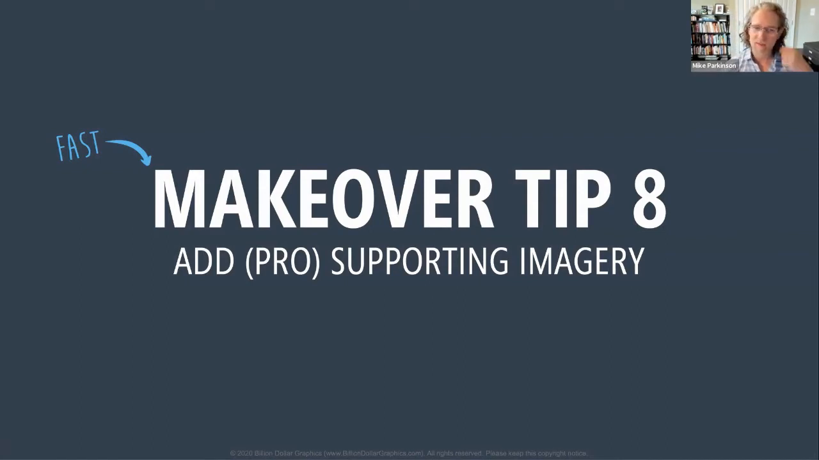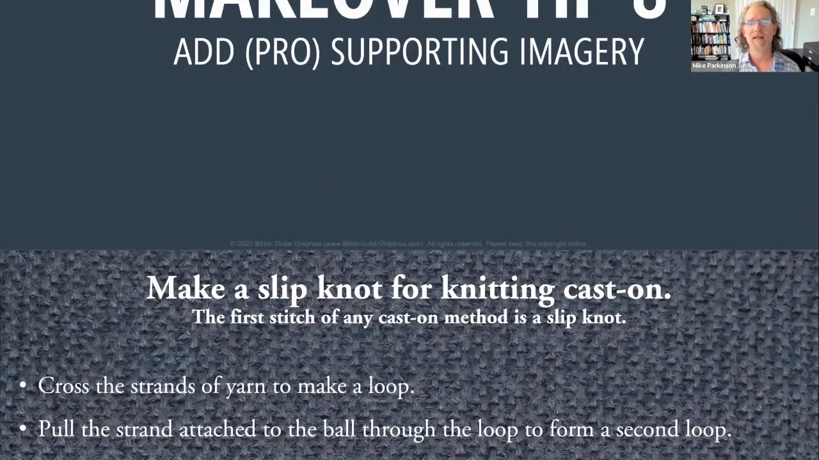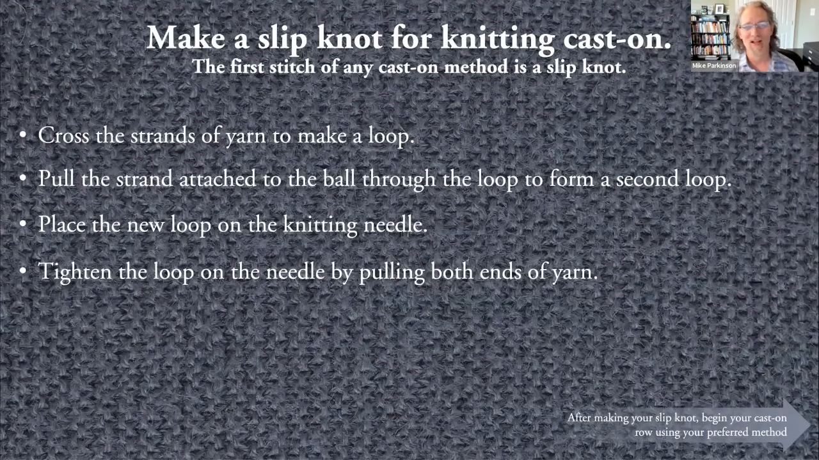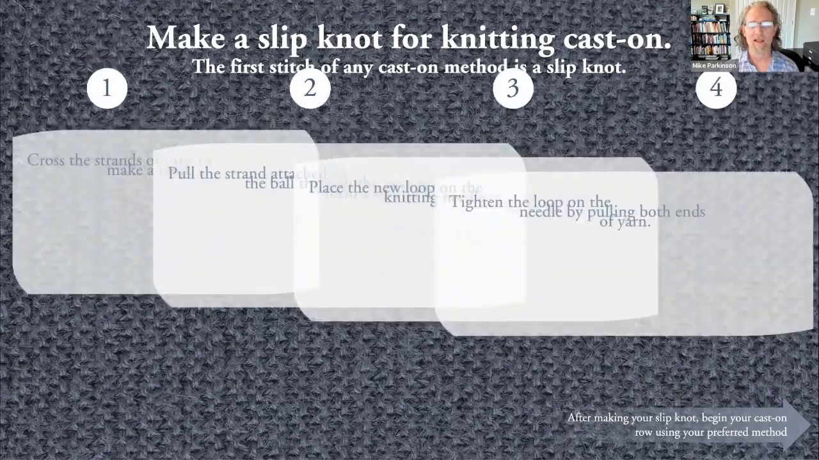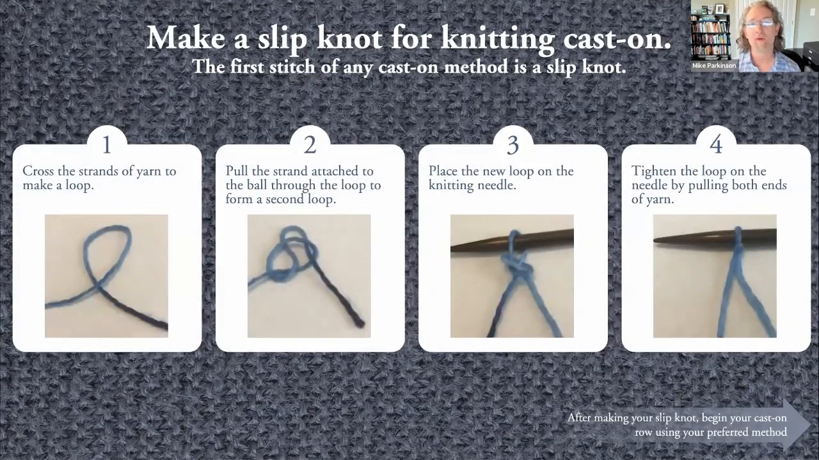The next makeover tip is adding professional supporting imagery, not clip art. Here's an example of what someone did for their own personal project. They had a presentation teaching people how to do a slip knot for knitting. Instead of doing what everybody else does, they put their text inside of a shape and augmented it with photographs of the actual process. They put the text inside of the bullets, put it inside of a shape, chunked it out. Don't just do typical bullets, and augmented it with visuals.